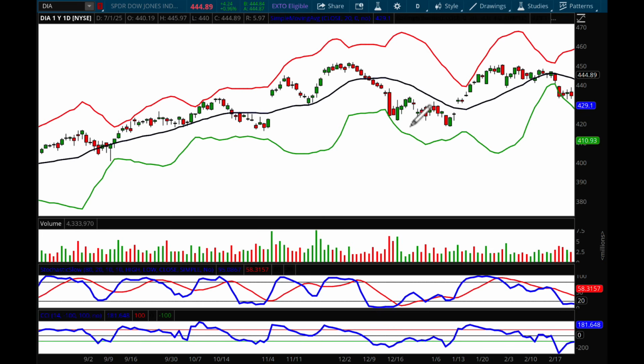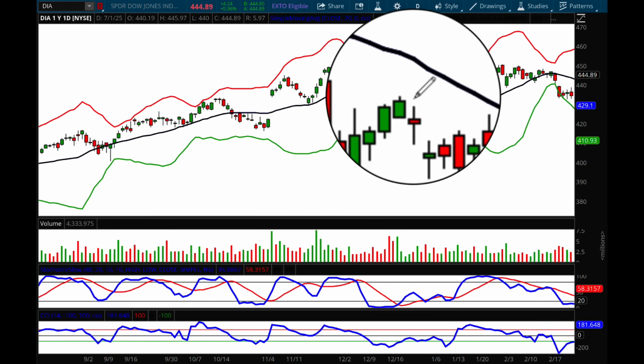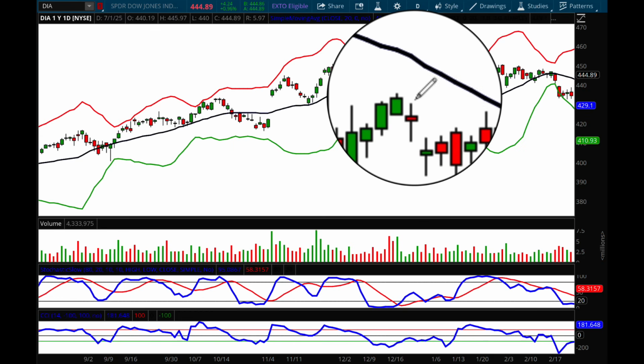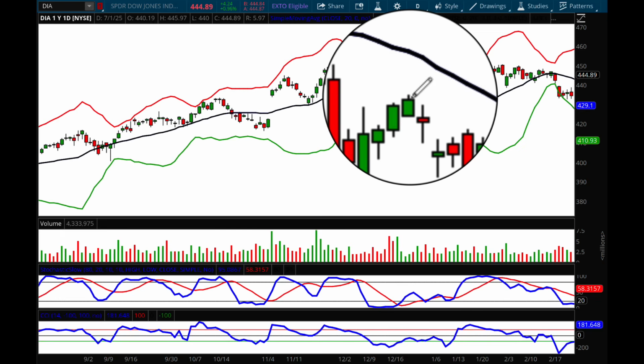Let me magnify that for you so you can see. See, we had the green candle. Then what happened? We had a small bodied red candle known as a spinning top, but that is a pivot, lower high, lower low. You may have taken the position off with a very small profit.